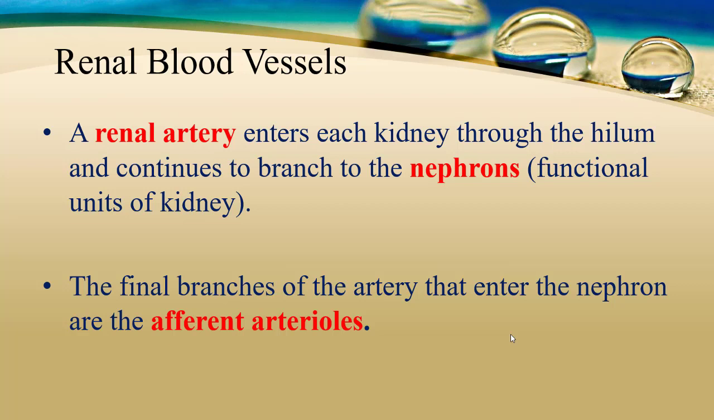Of course, the main one would be the renal artery. This will enter each kidney through the hilum, and it will continue to branch further on within the kidney to form the functional units of each kidney called the nephron. And the final branches of the renal artery that will actually enter each nephron are called the afferent arterioles. Remember, any structure that is afferent is something that is arriving at a structure. So there's going to be an afferent arteriole and an efferent arteriole. Those would end up leaving the nephron.